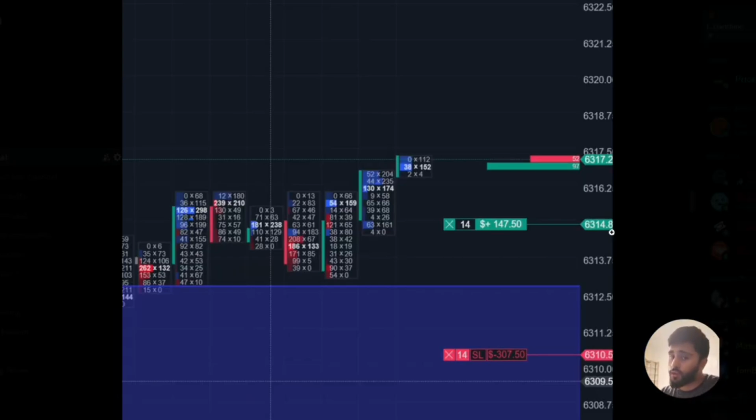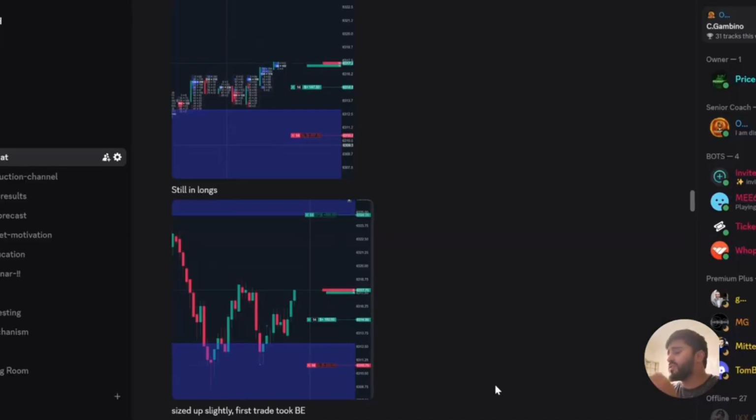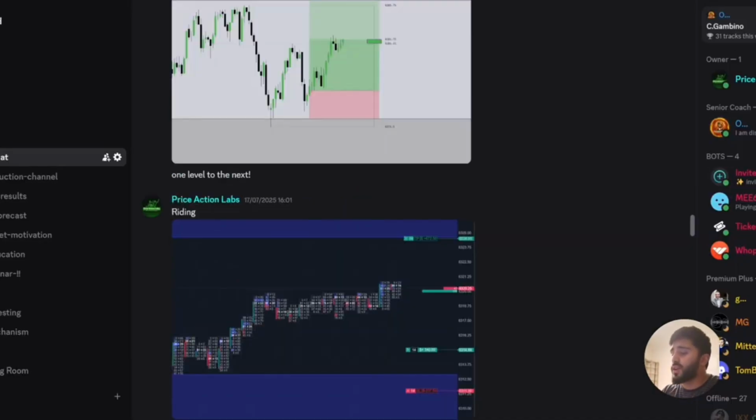5, 10, 15, 20 contracts. This is what gives us the indication to do that. And once you've done that, once you can understand who's in control between buyers and sellers, the rest of it becomes very easy because you're simply trading from one fair value gap to the next.